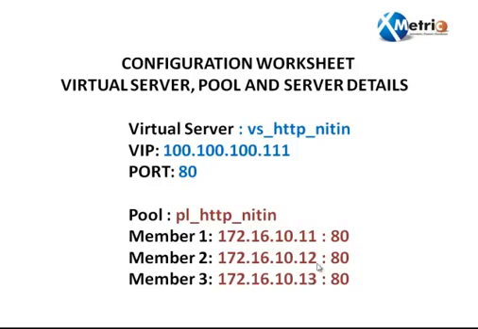We have configured these three servers in a pool, and this pool we are going to associate with this virtual server. So any request from the outside coming to this virtual IP 100.100.100.111 should go to 10.11, 12 and 13 as per the load balancing method which we will define.